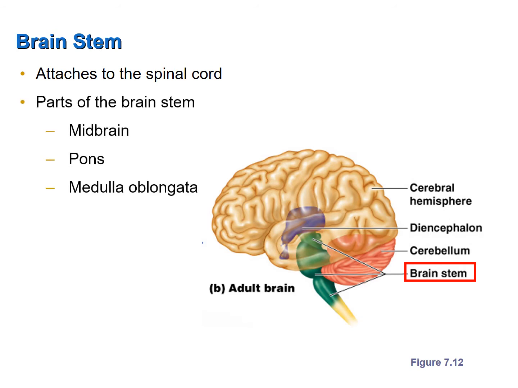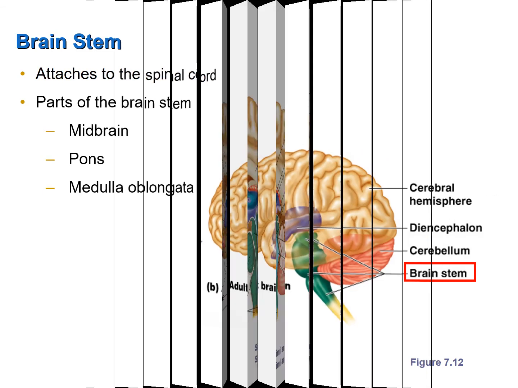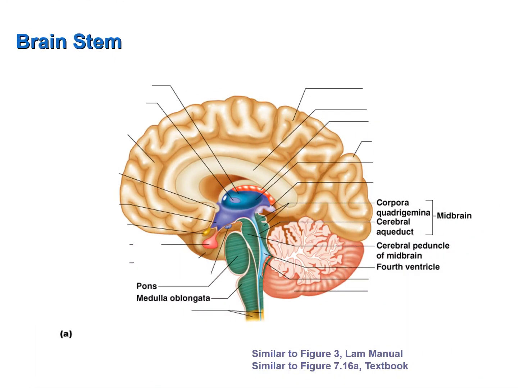There are three parts of the brain that you should be able to identify: the midbrain, the pons, and the medulla oblongata. This is a separate figure which I'm going to use to identify the various structures of the brainstem that you are responsible for identifying. I'm going to start inferiorly and work my way superiorly.